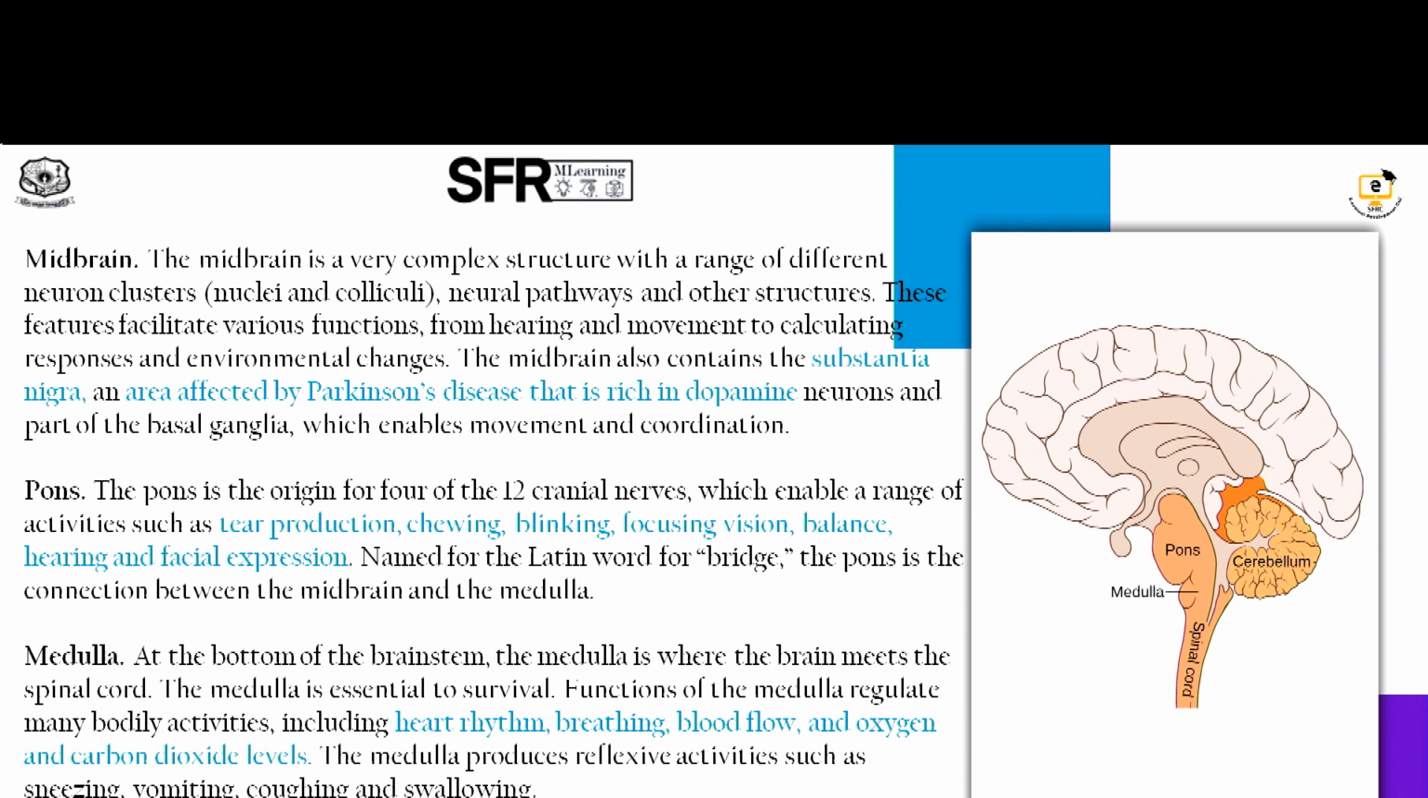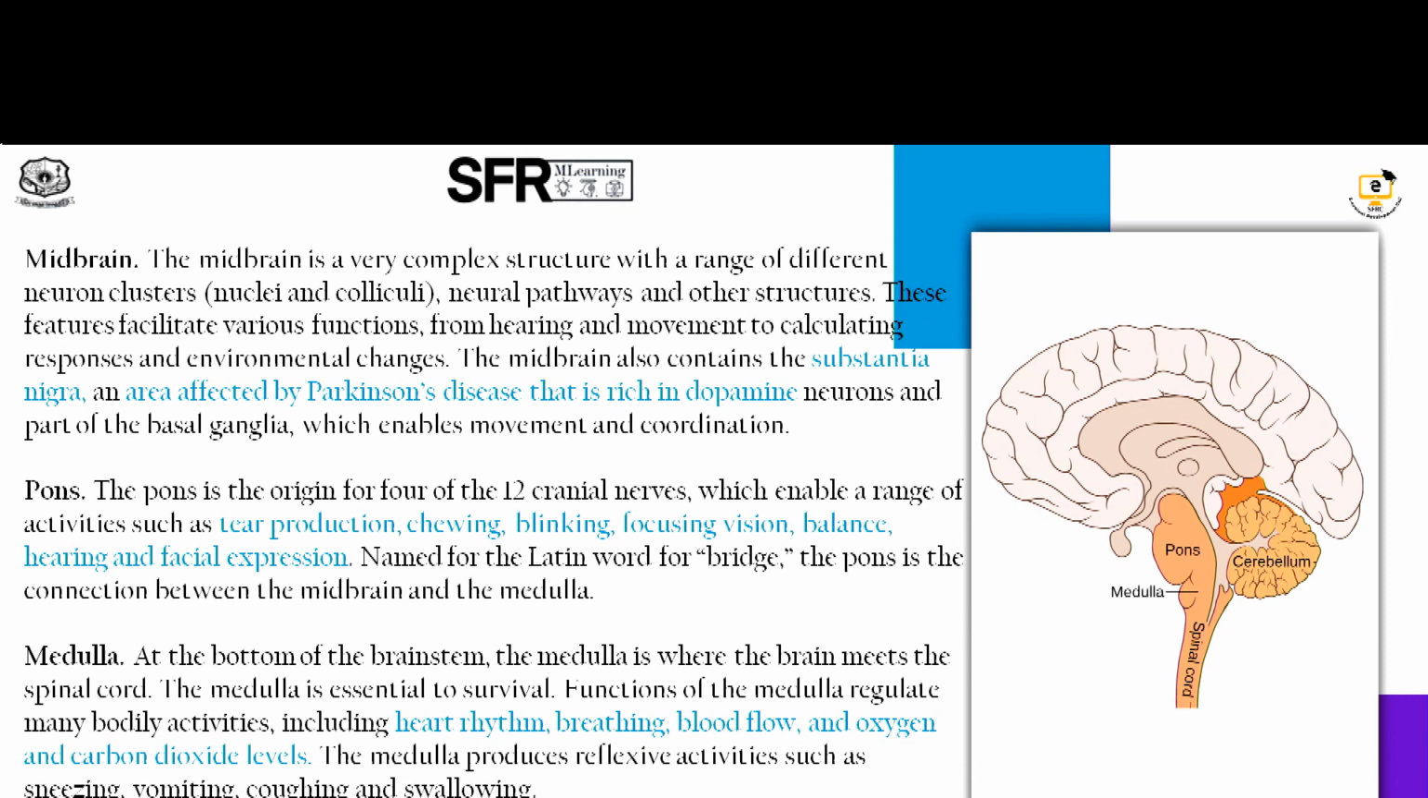Tectum is nothing but the ceiling or the roof that forms projections called colliculus. Colliculus means small hill. That includes your superior colliculus and your inferior colliculus. Your superior colliculus is responsible for receiving visual information, and your inferior colliculus is responsible for receiving your auditory information.